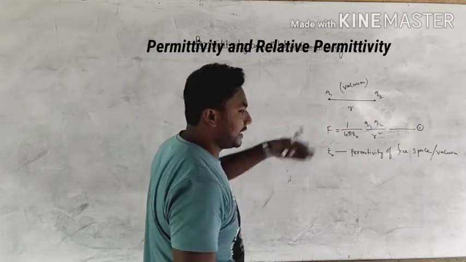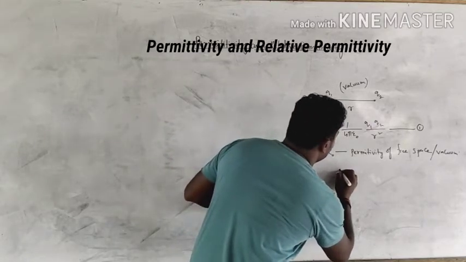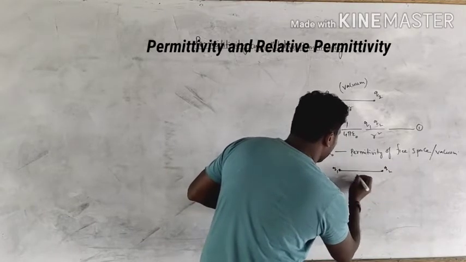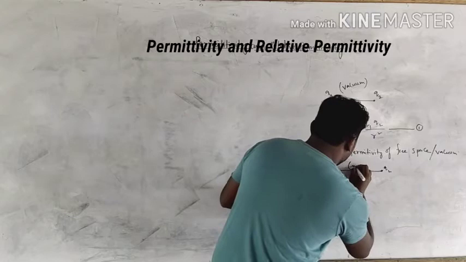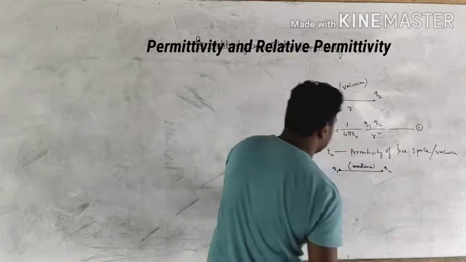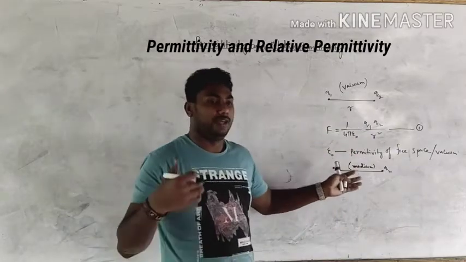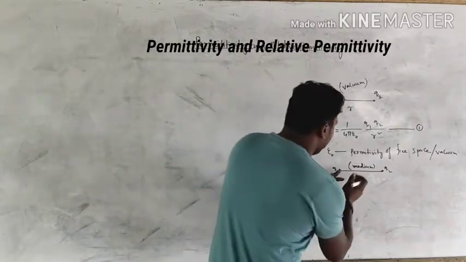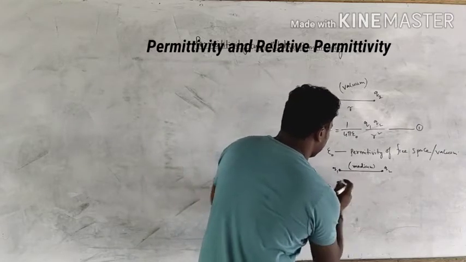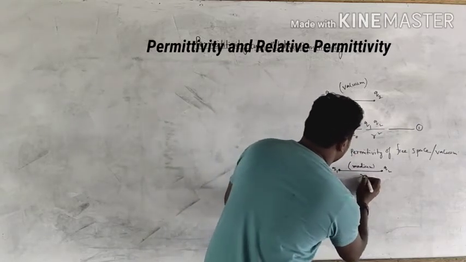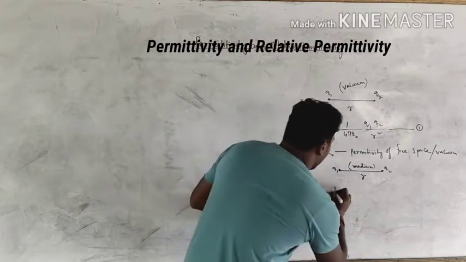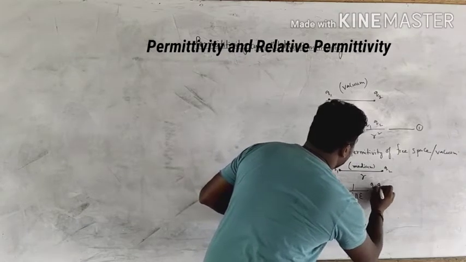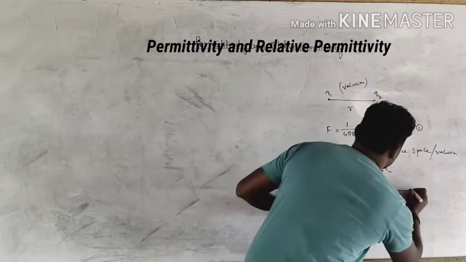Again, in the second case, let us consider two charges Q1 and Q2, and place them in a medium. The medium may be oil, glass, or water, any medium we can take. Q1 and Q2 are separated by the same distance R. Now, what will be the formula? F equal to 1 by 4 pi epsilon Q1 Q2 by R square. Let it be equation number 2.